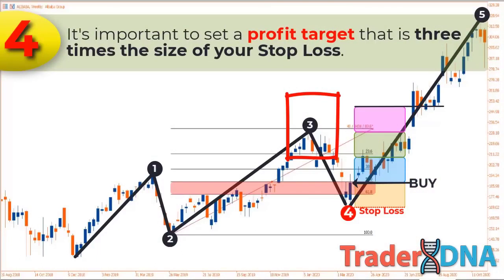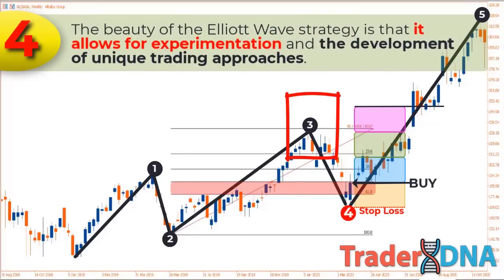The beauty of the Elliott wave strategy is that it allows for experimentation and the development of unique trading approaches. Once you have a solid understanding of how to trade using Elliott wave principles, you can create multiple strategies that work best for you.